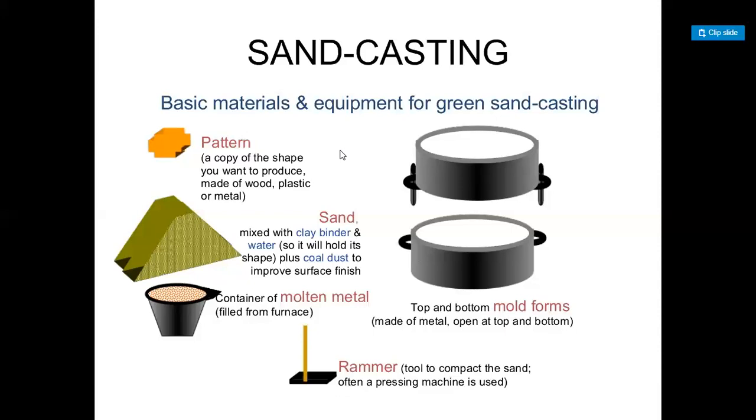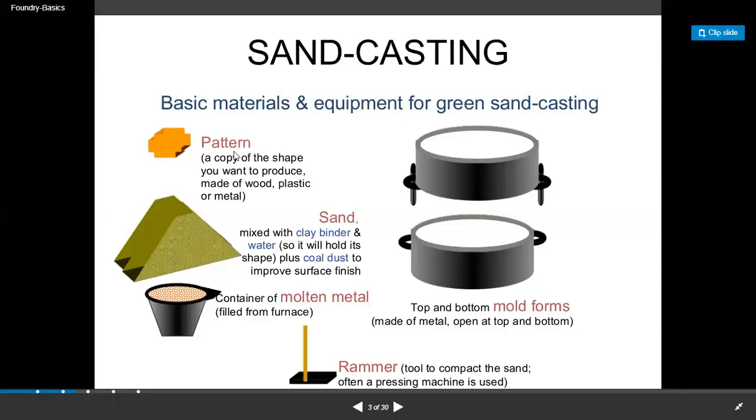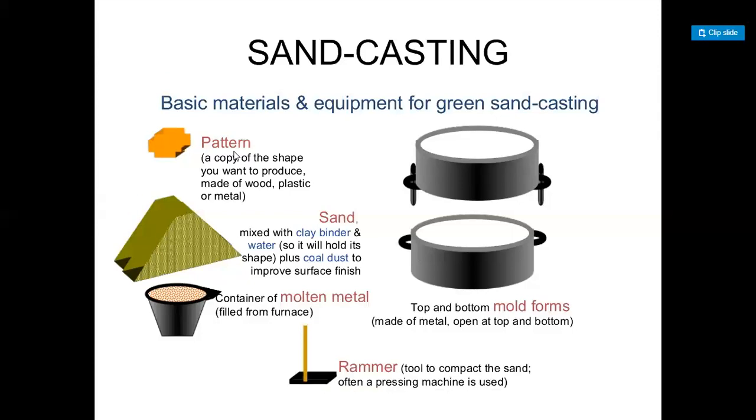Okay, so what is a pattern? A pattern is a copy of the shape you want to produce, made of wood, plastic, or metal. A copy of the shape, the object you want to make in the casting process, the final product of your casting process. You can prepare it with wood or plastic or metal. By using these components, you can make a pattern.